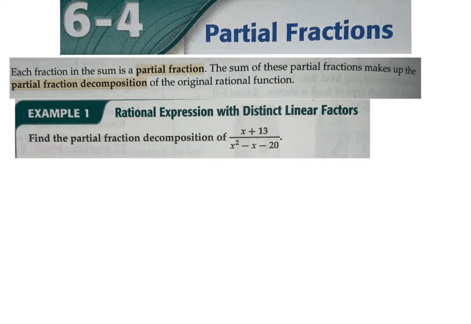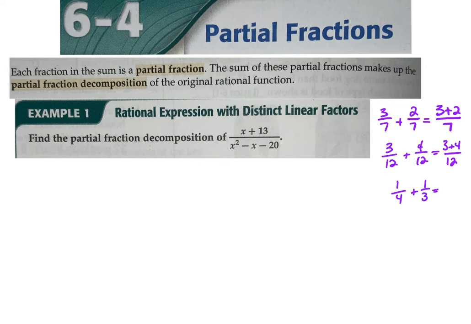So like if I were going to add something like 3/7 plus 2/7, that would be 3 plus 2 over 7, right? Does that make sense? And so I can break that up into two pieces. So if I were to say something like 3/12 plus 4/12, that is 3 plus 4 over 12. But 3/12 reduces, right? And 4/12 reduces.